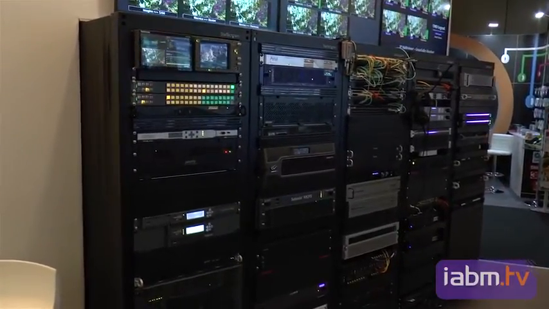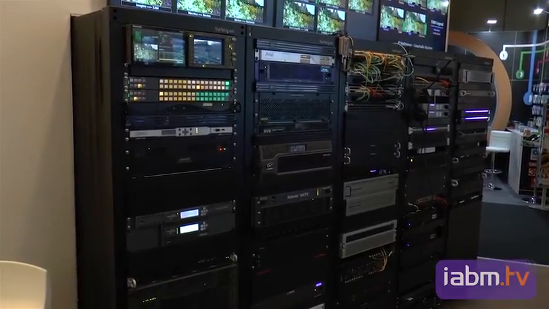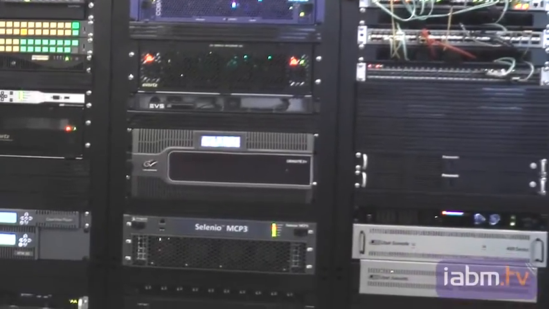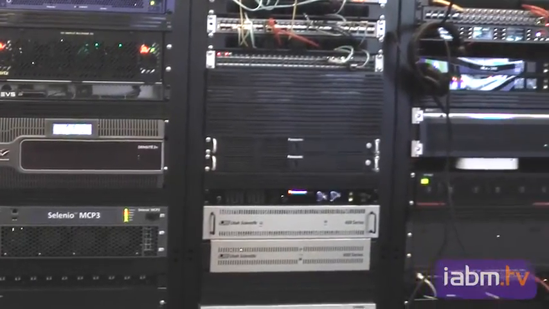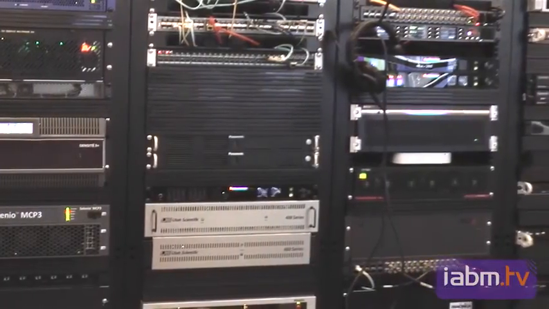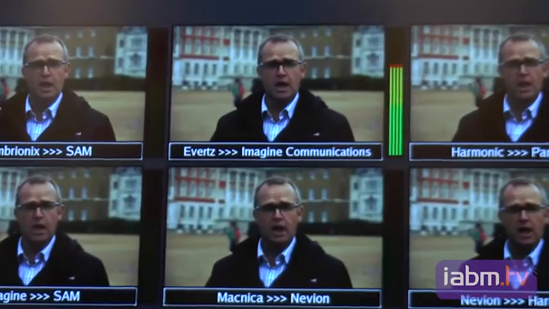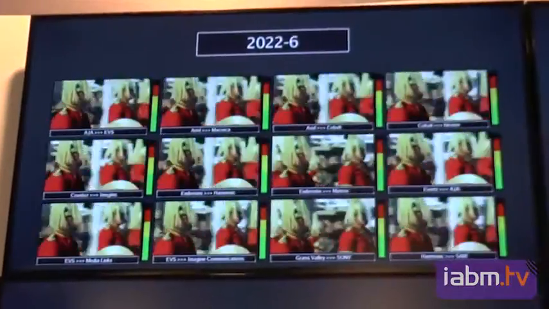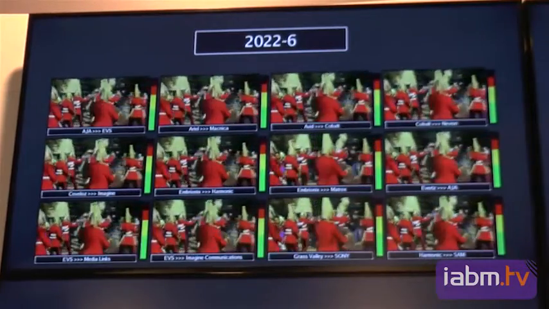Is it mainly baseband stuff? Does it all go through an IP switch? How does that work? There's an IP switch at the core of it, and various receivers are subscribing to the various transmitters. There's some selected pairings indicated below the displays. So on the monitor here we've got 2022-6, and how does that work? All the manufacturers are working together.